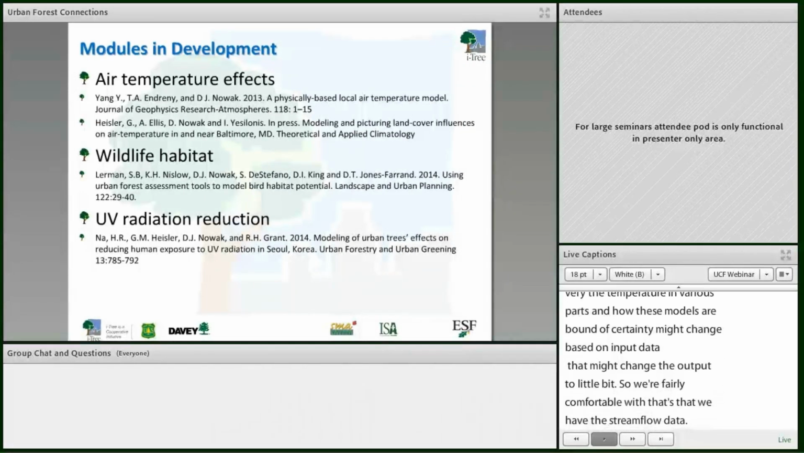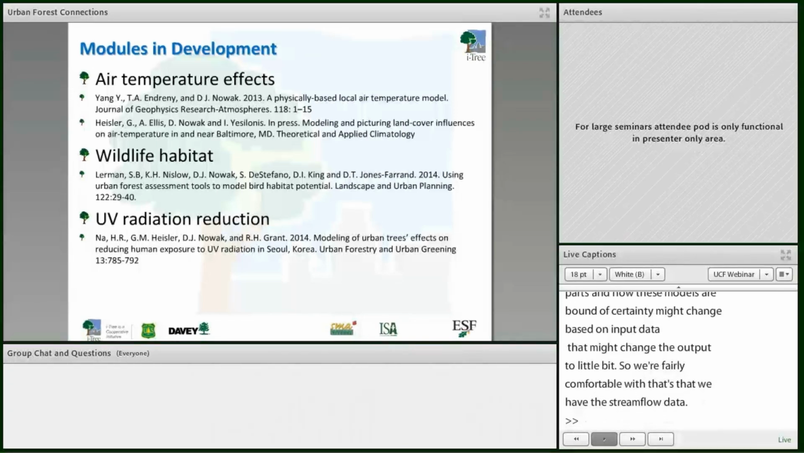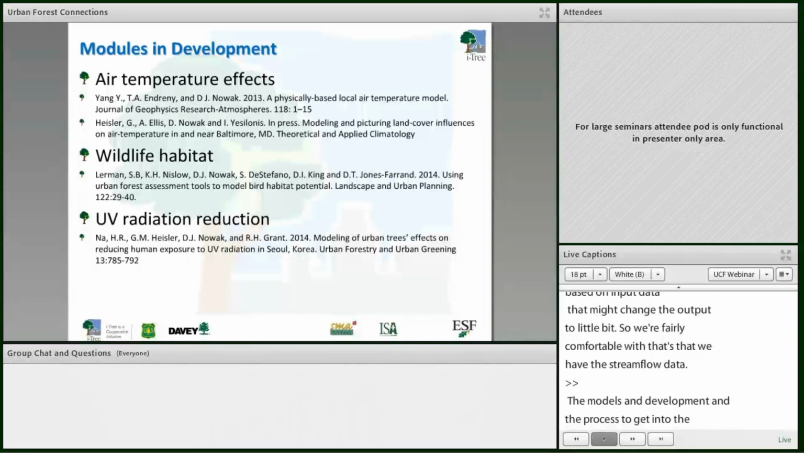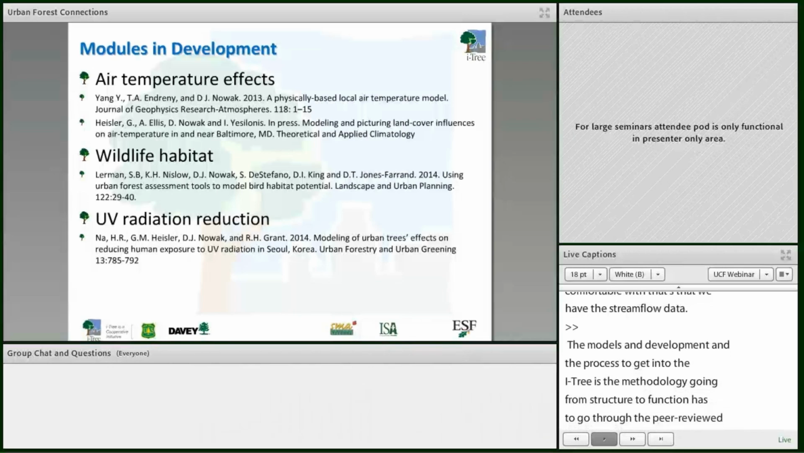Models in development. The process to get into i-Tree, the papers, the methodology to go from structure to function has to go through a peer review process. So there are 6 pieces that you saw on the green slide earlier that we were working on. 3 of them are ready to go now because they've gone through peer review. And that's what we're working on right now.